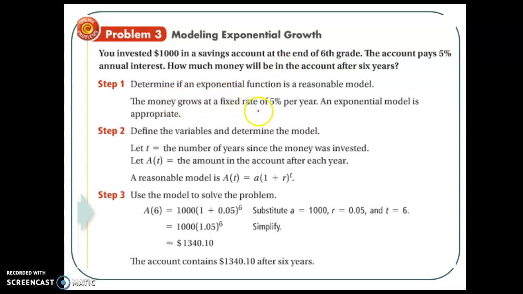So the money grows at a fixed rate of 5% per year. An exponential model is appropriate. So they're defining them here for t and A of t. You can still define them with y and x if you'd like to. But your growth is going to be 1 plus the rate, which is your interest rate. Your A is your initial amount. That never changes.